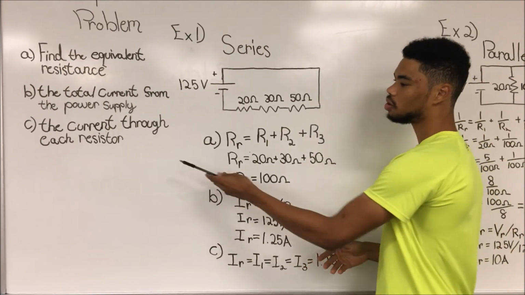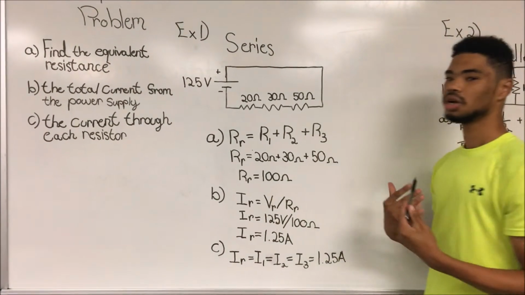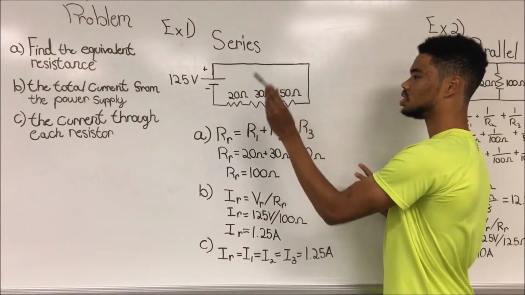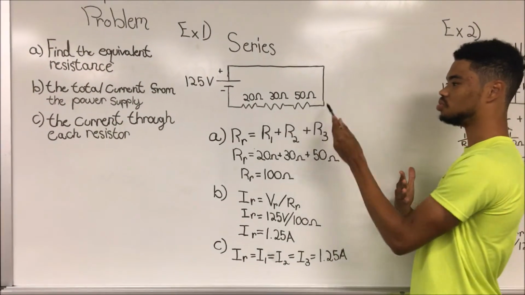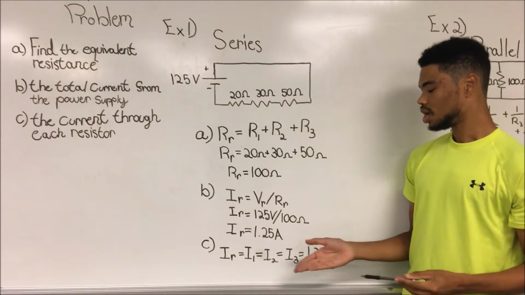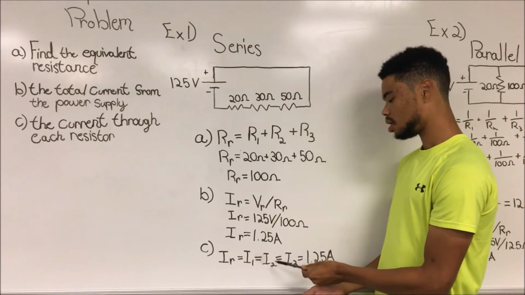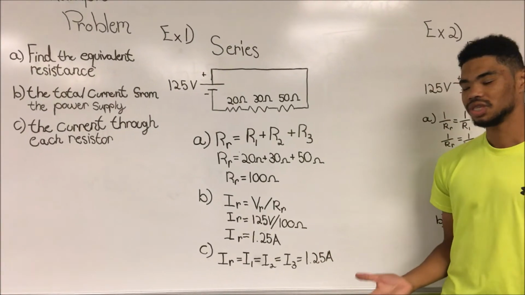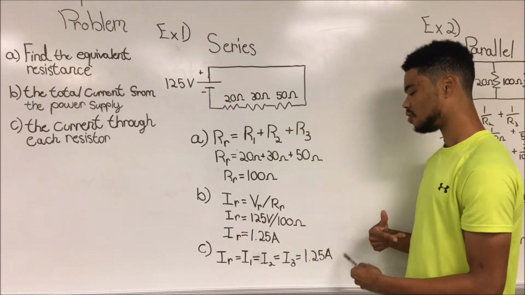After that, you see that the current through each resistor is the same throughout the whole series, since it's one series, so it's consistent throughout. So current I equals I1 equals I2 equals I3, so the current through each resistor will be 1.25 amps.